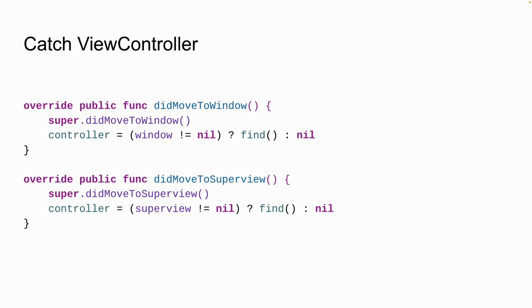And if we don't have one, because these methods are called in both cases, when we show the view and also when we hide it. When we hide it, it's also important to remove this reference and make the ViewController nil, because after this moment it will not be really valid, and it's better not to touch it when it's already removed from the hierarchy.